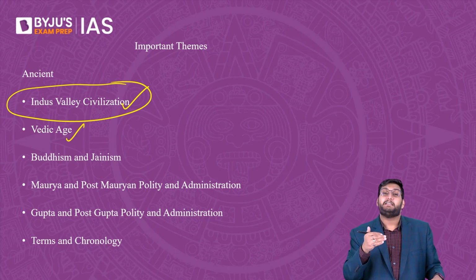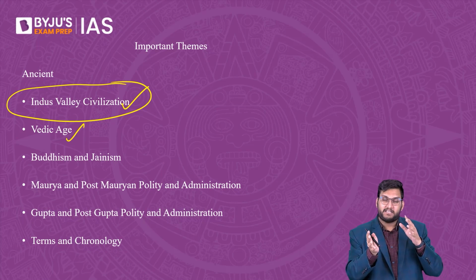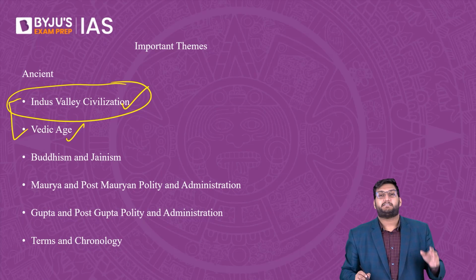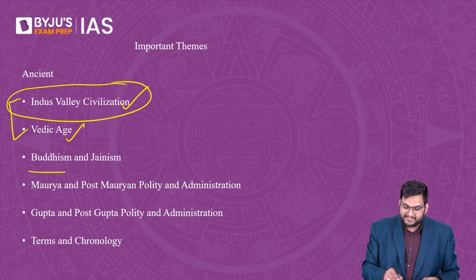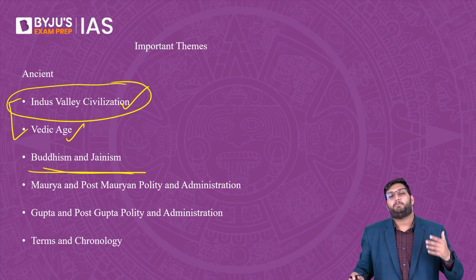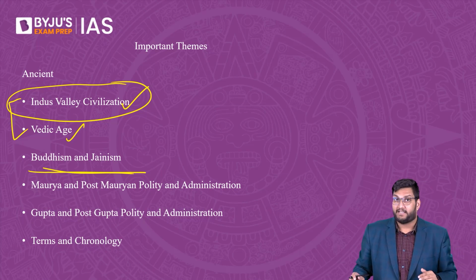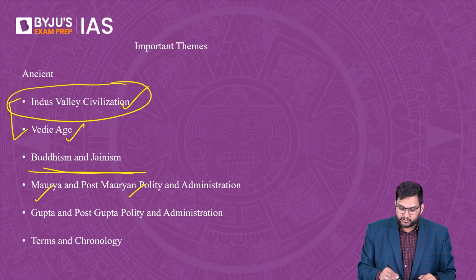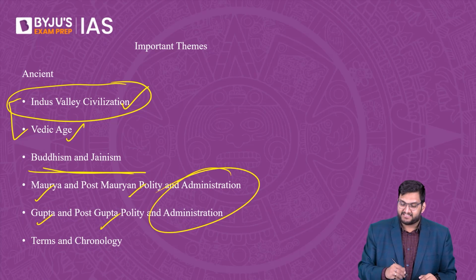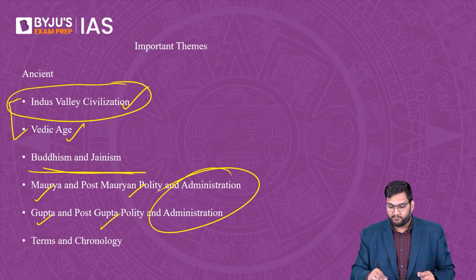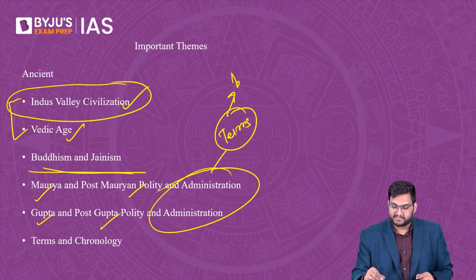Vedic age again is interesting because there are questions in comparative perspective with Indus Valley and Vedic. That is why these two periods become important. Buddhism, Jainism is a staple. More than that, it is common to art and culture, so you can't leave it again. Maurya, post-Maurya, Gupta, post-Gupta. Administration is specifically important because of the terms. And you need to know the basic structure.